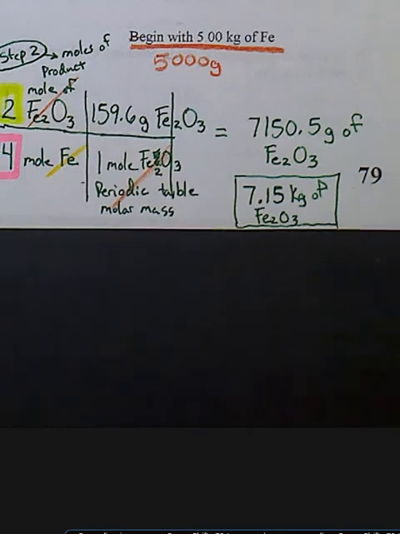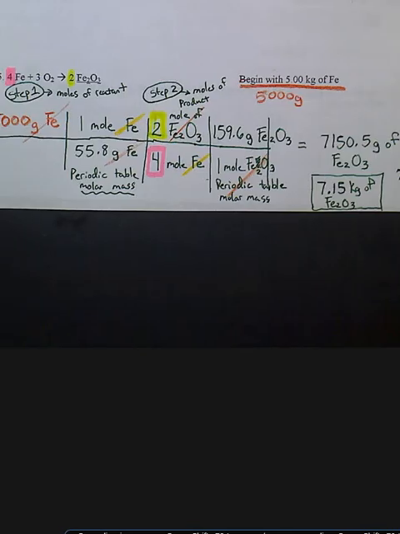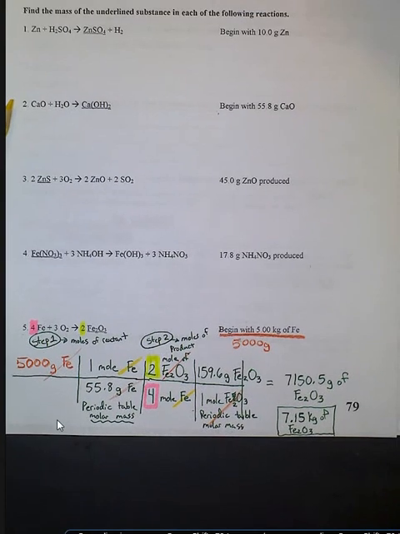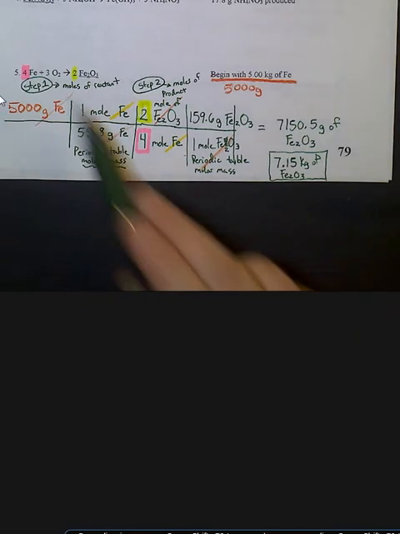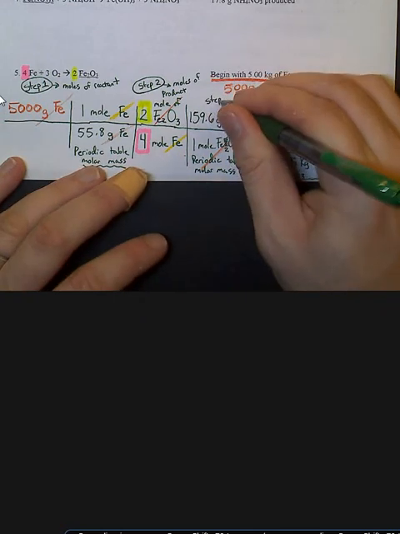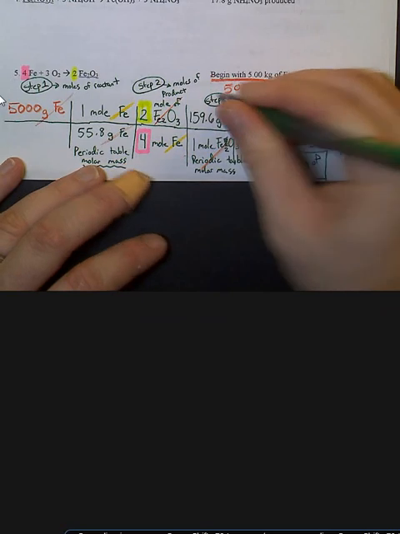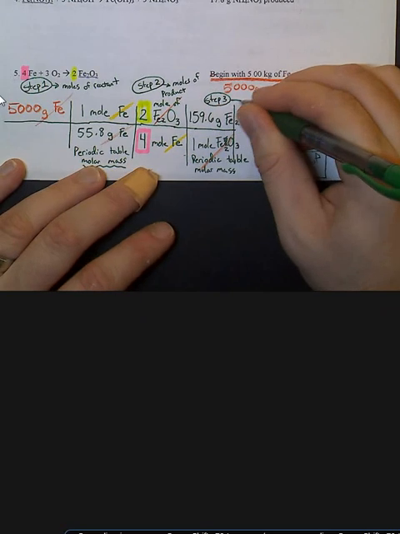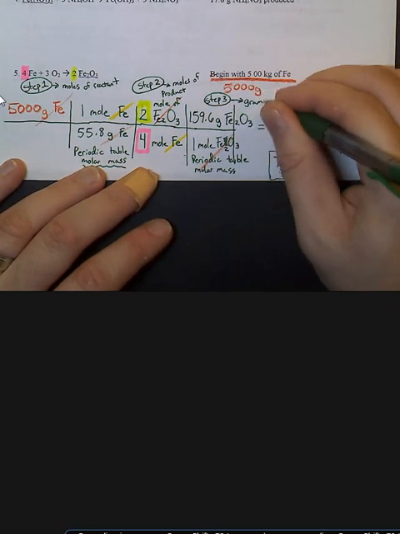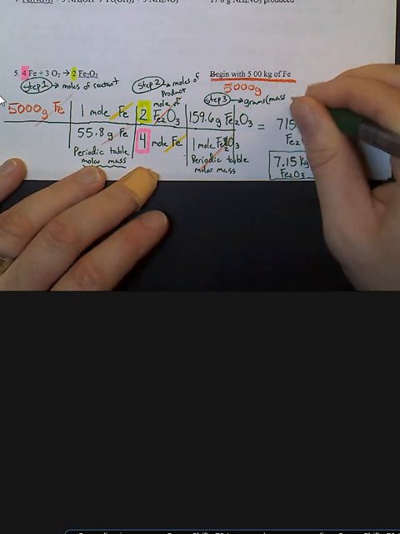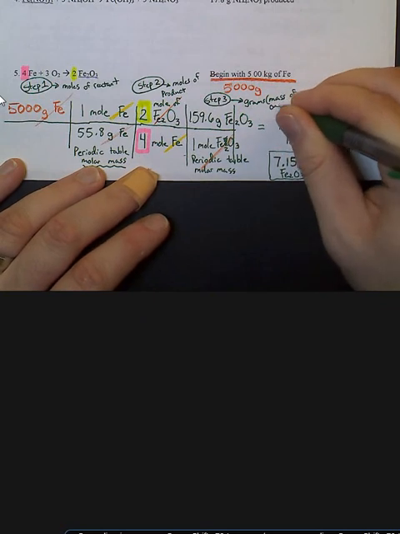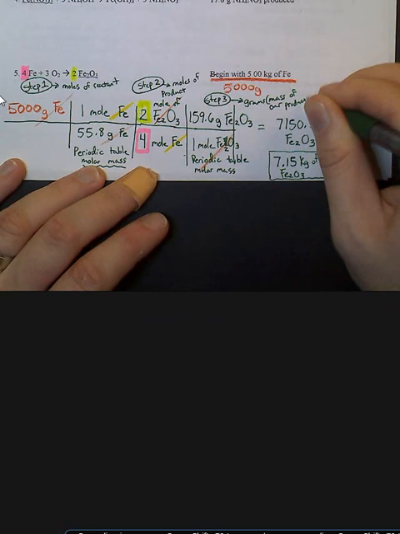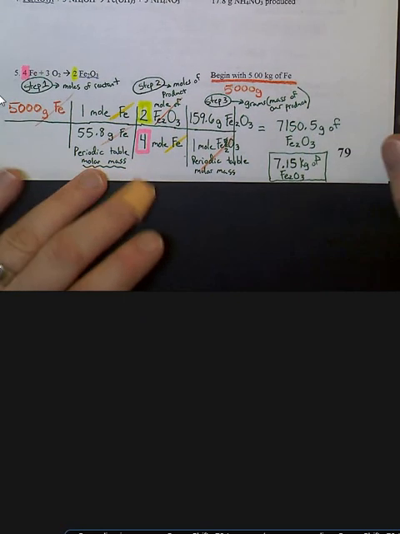I'm going to zoom out so you guys can kind of see this. This is what every problem should look like. I want highlight, highlight, highlight, highlight. Oh, and let's label this our step 3. Step 3, we're now going to our grams or mass of our product. 1, 2, 3. 3 easy steps, not hard at all.